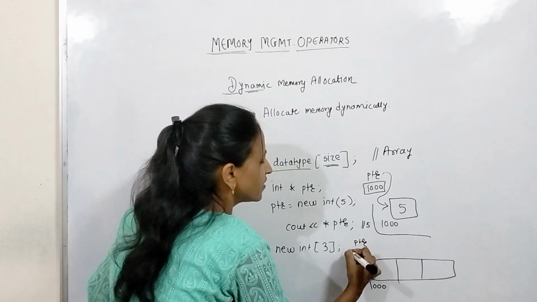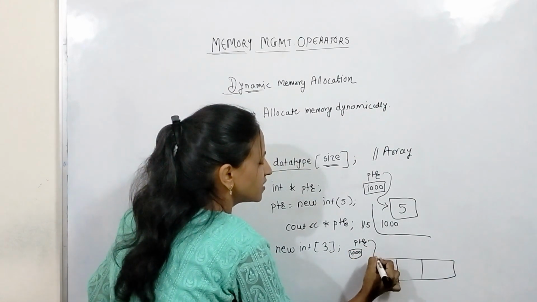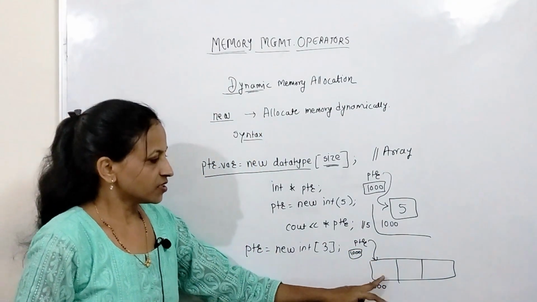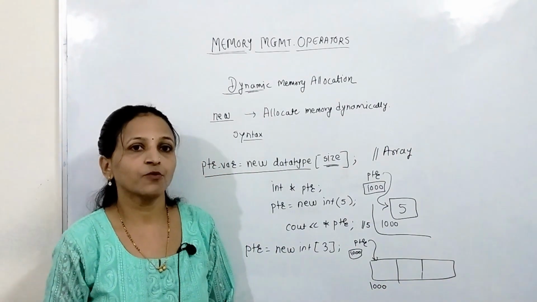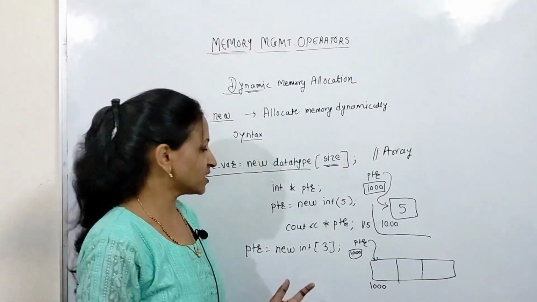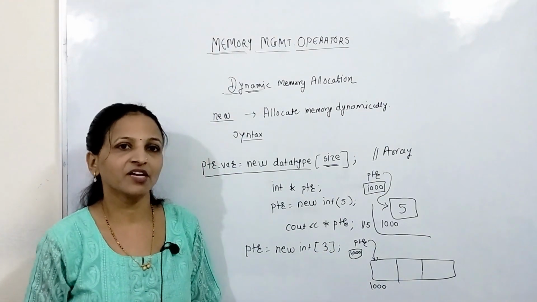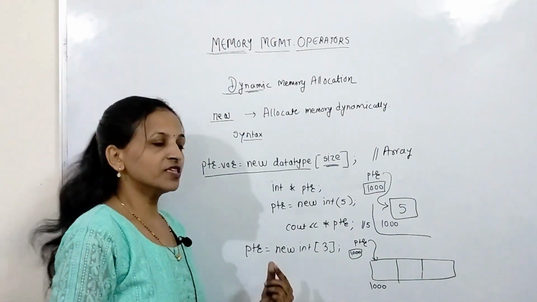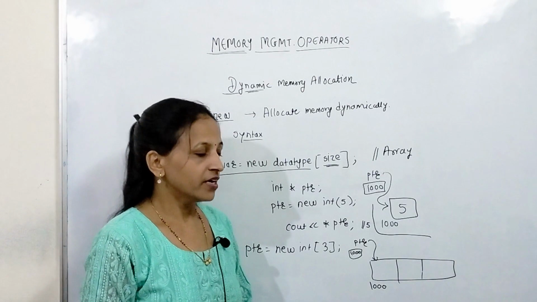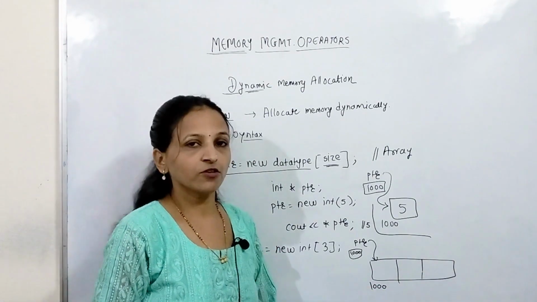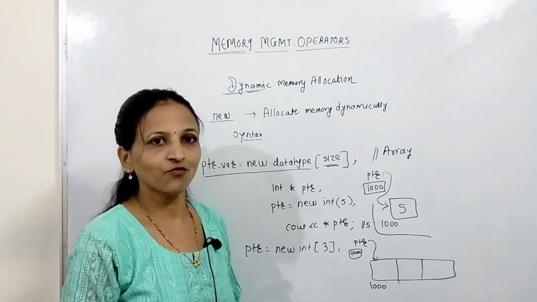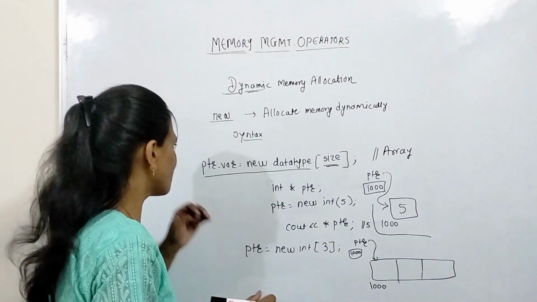Now PTR is having again this 1000, and this is now just pointing to this newly allocated block. In this way you can create space for 3 integers dynamically, with the help of this new operator. Now see, if you want to store values here, then you have to compulsorily use a for loop. Now how to do that? See, I am explaining here.